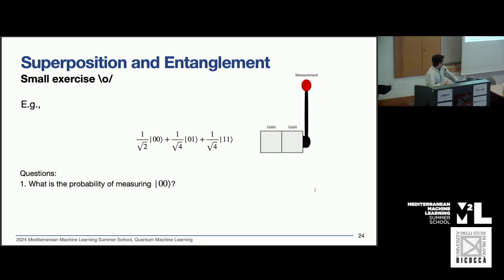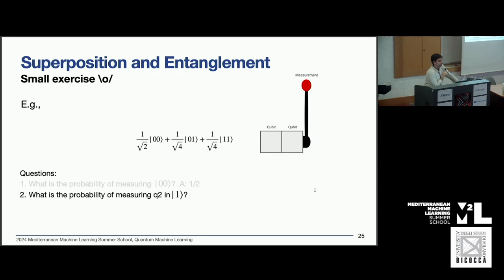So the first question is, what's the probability of measuring the state 0 0? A half, right? Because it's the square of the amplitude that is associated with the computational basis state 0 0. Correct. Cool.